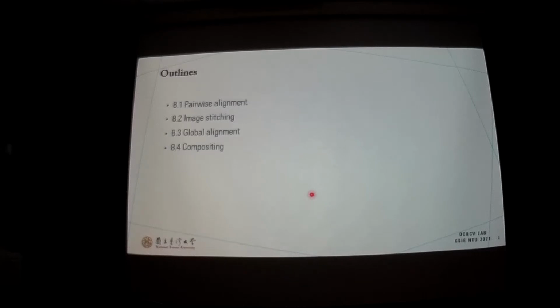And finally, we will talk about compositing, because although we are able to align well and stitch well, if we are not able to compose a good picture, then it will not create a good photo. So we also need to learn about compositing. Okay, I will start with the pairwise alignment.